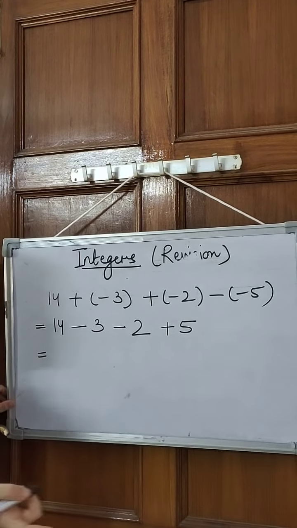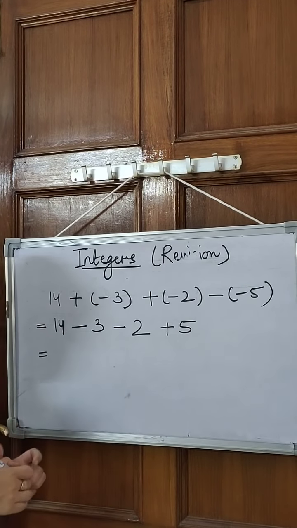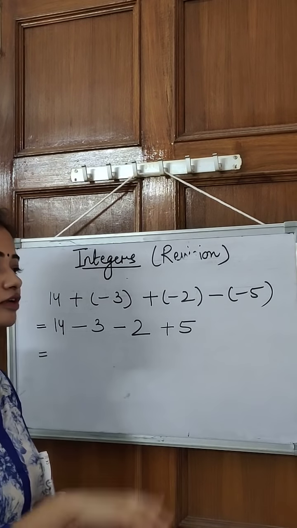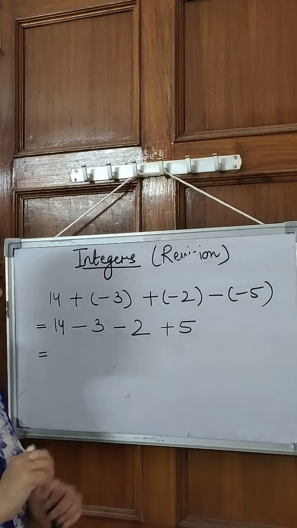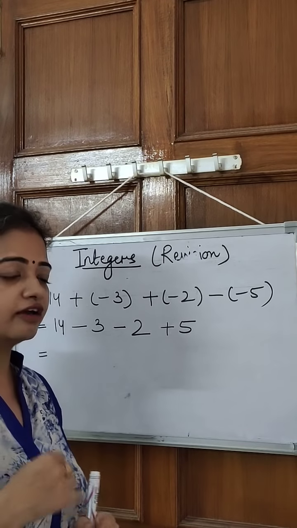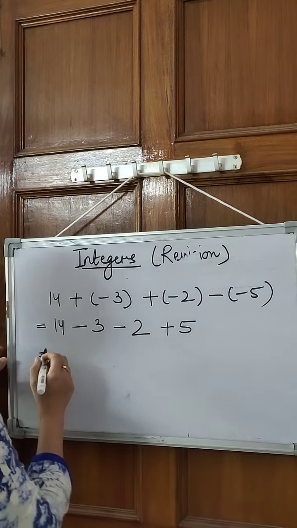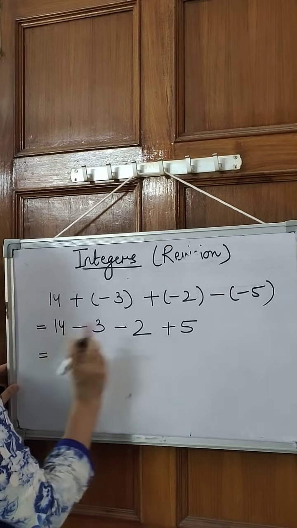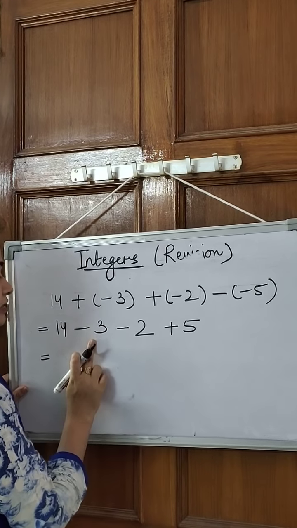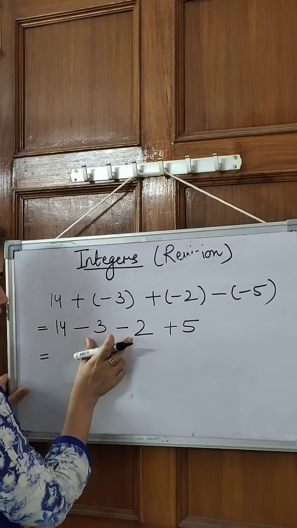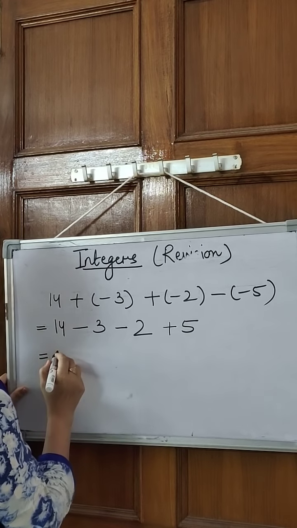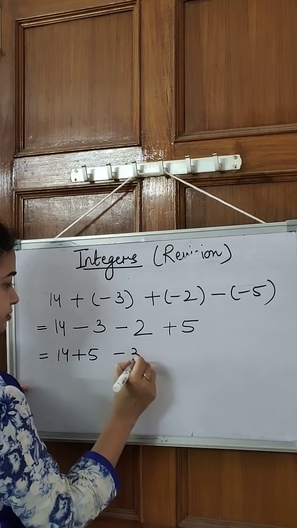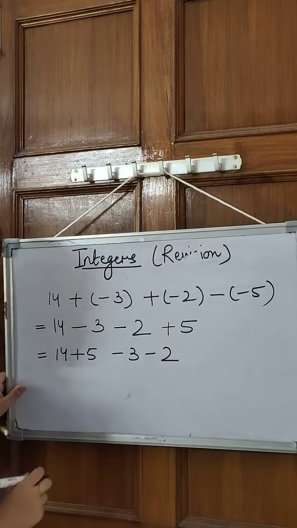So now as I said in the previous question that we'll arrange them. We'll write all positive numbers together, we will write all negative numbers together. So if we arrange them, then it is every time easy to solve them. So I am going to write my positive numbers together. 14 is positive, 5 is positive. 3 is negative, 2 is negative. So they will come together and these two will come together. So 14 and plus 5. Minus 3 and minus 2.